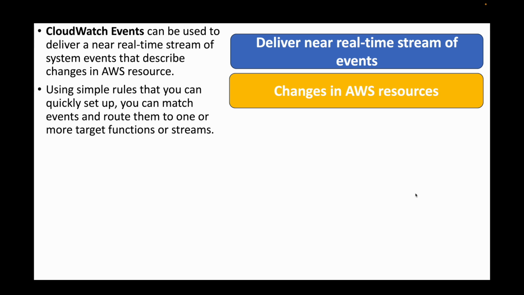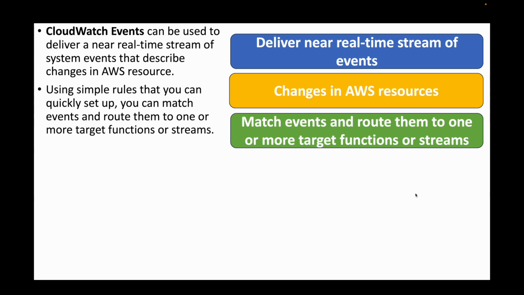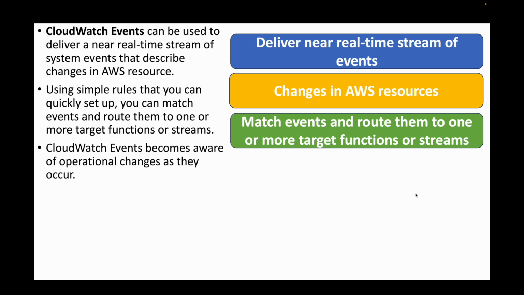With this, we will be creating simple rules where we define which service we want to monitor and what event we want to monitor, and then we will be creating target functions for these events. Like, what should happen when an instance is launched: you want to send out a notification, or you want to trigger a Lambda function. We can have target functions or streams.